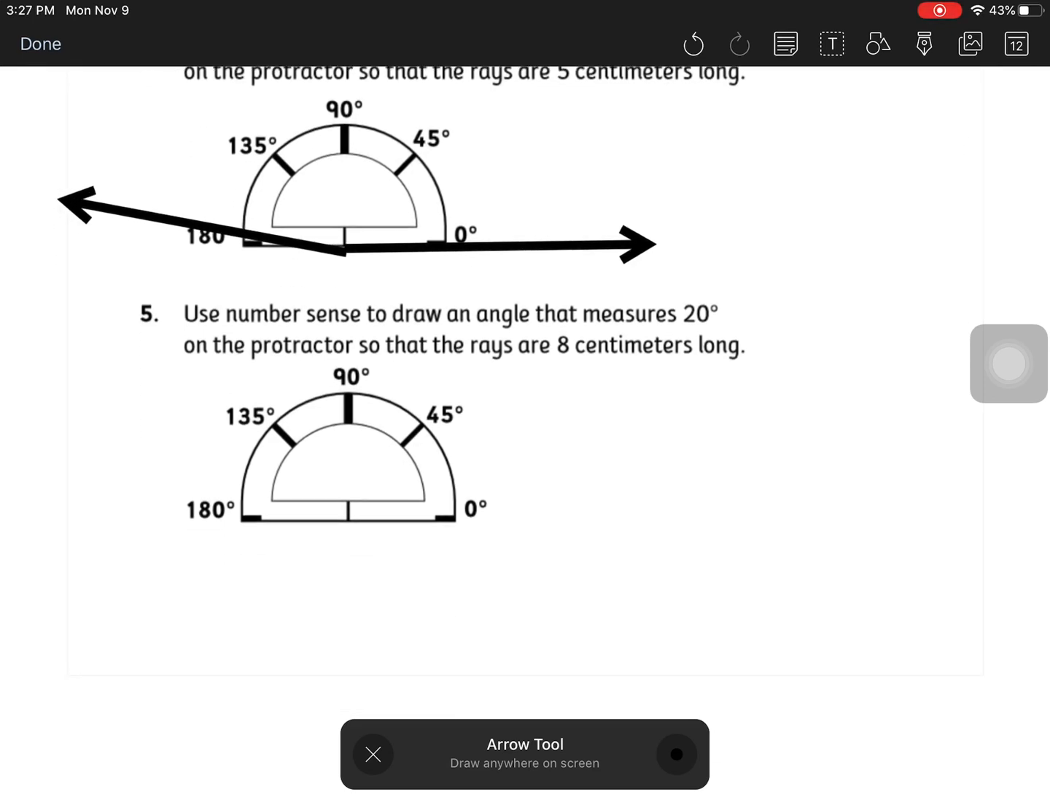And let's see, this one we want to go 20 degrees. So if we start out this way at 0 again, and 20. So notice that 45 is there. We want to go less than that, even a little bit less than half of that. So maybe about right there, a 20-degree angle.